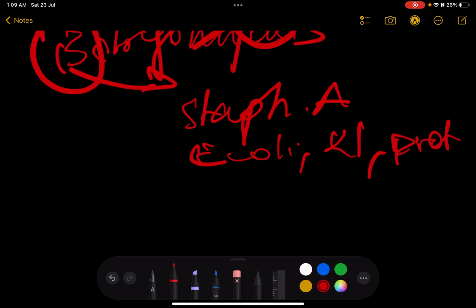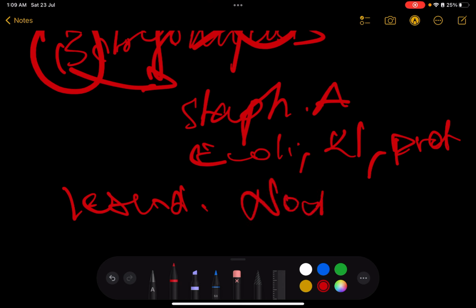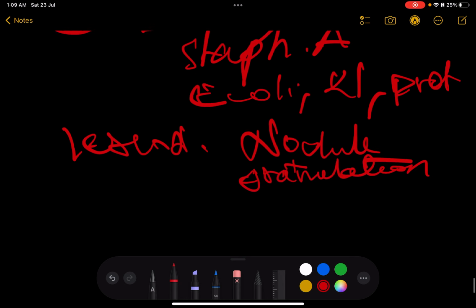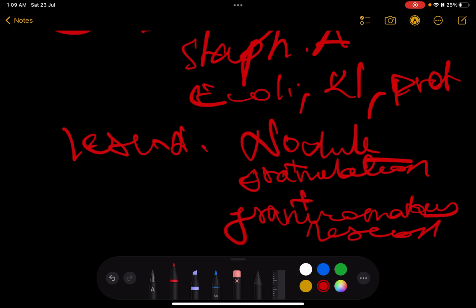All the Enterobacters can also cause it. But obviously, what is the lesion? The lesion is simple. It's a chronic suppurative granulomatous response. So there's going to be a nodule plus granulations, a granulomatous lesion, because it's a chronic granulomatous suppurative response. Correct, that's about it.